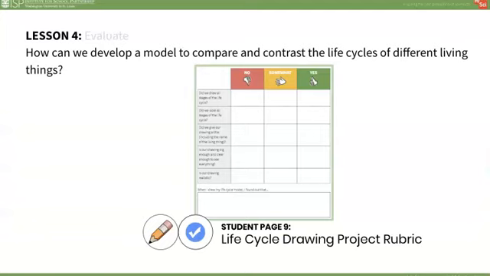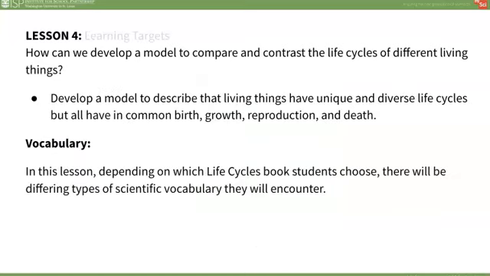Finally, evaluate students according to the rubric requirements on student page 9. By the end of this lesson, students figured out that we can use scientific drawings or models to compare the life cycles of living things. Each organism's life cycle is unique, but they all have a common pattern.